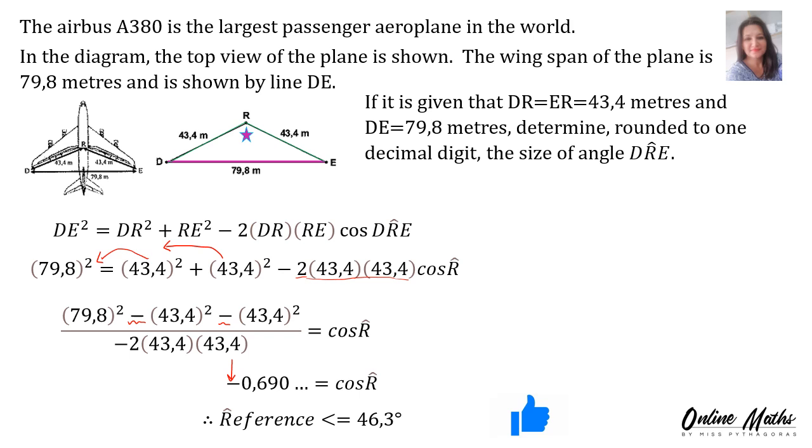But you will reason it out and you will say, where is cos negative? In the second quadrant. Therefore, the angle R will be 180 minus 46,3 degrees and R is 133,7 degrees.